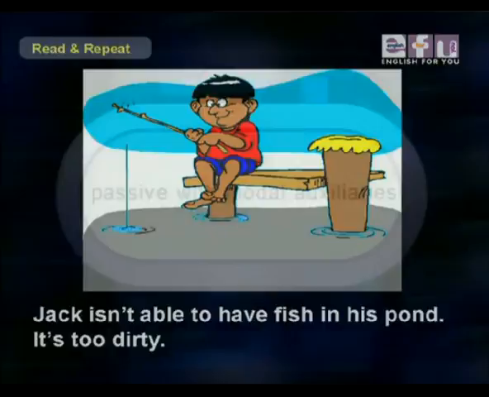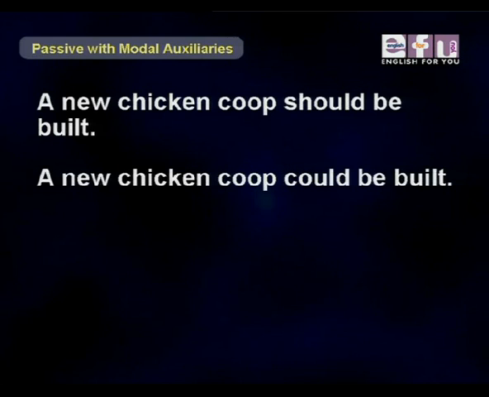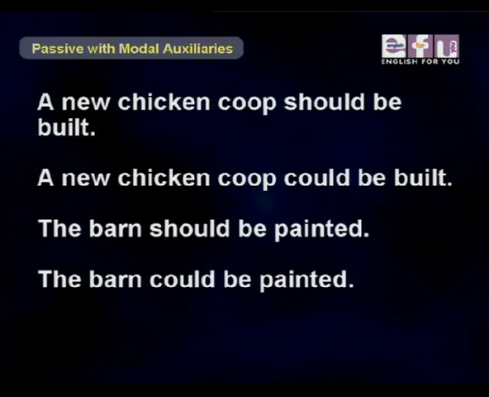With modal auxiliaries. Let's look at some modal auxiliaries using the passive voice. Take a look at these sentences on your screen. A new chicken coop should be built. A new chicken coop could be built. The barn should be painted. The barn could be painted. Now, to form the passive voice using modals, we use this form.